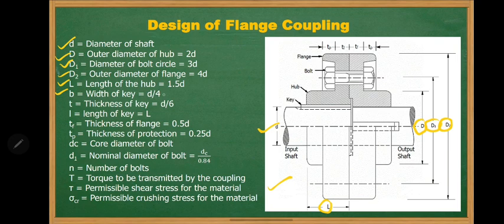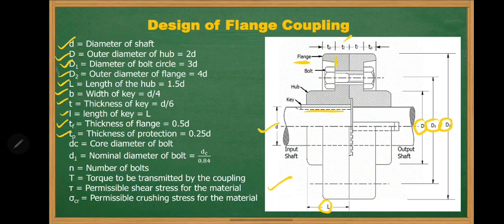B, width of the key, is equal to d by 4. T, thickness of the key, is equal to d by 6. So this is the place where the key is placed. Small l, length of the key, is equal to L. Tf, thickness of the flange. So this is our flange, and in that flange this is the Tf, which is nothing but thickness of the flange, which is equal to 0.5 times diameter of the shaft. Tp, thickness of protection, is equal to 0.25d. So this is the thickness of the protection.